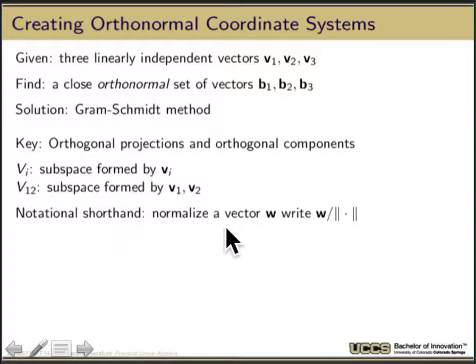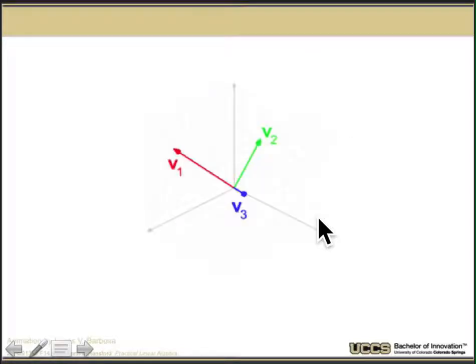In terms of what we're going to do, just to keep the math a little easier to write, we're going to refer to normalizing a vector W as W divided by the norm of W, written with a dot. In this case, the dot says just take whatever's above the fraction and normalize by that. So let's first look at it graphically, then we'll come back to the algebra.